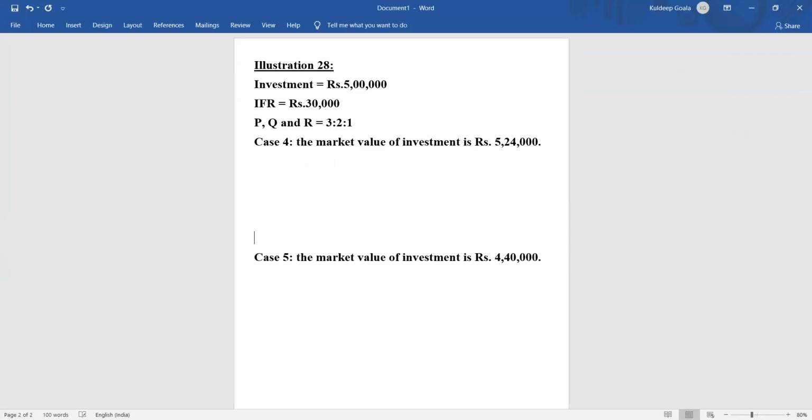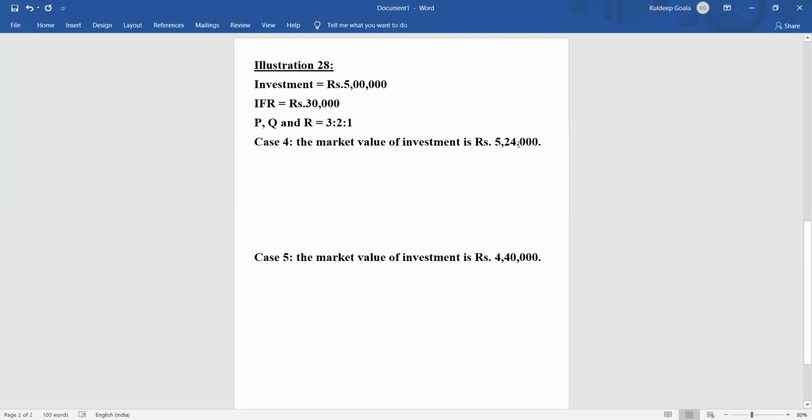So I'll take case number 4 first. My investment was 5 lakh. I have kept 30,000 for fluctuation, and the profit sharing ratio was 3:2:1. Now what has happened is that my investment value has increased. How much has it increased? The total value has increased to 5,24,000. I invested 5 lakh, now it is 5,24,000. So an increase of how much? 24,000.